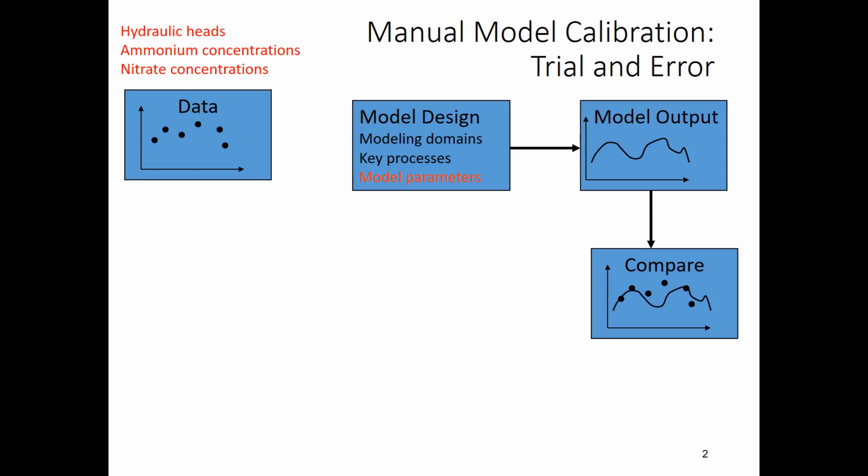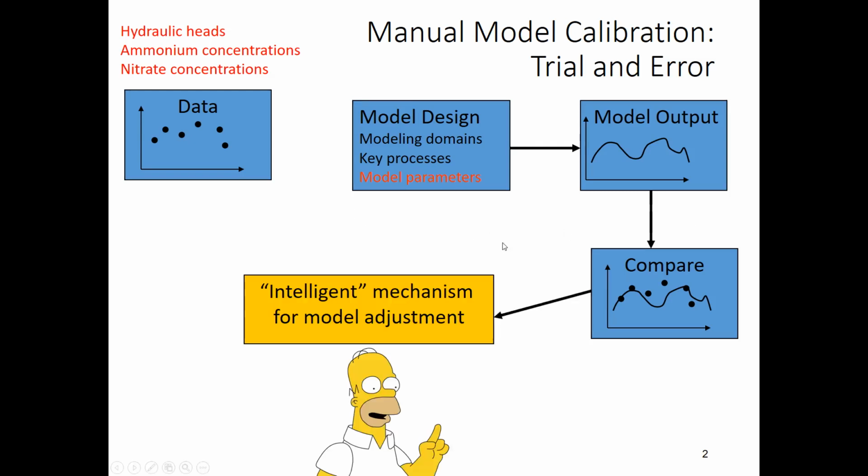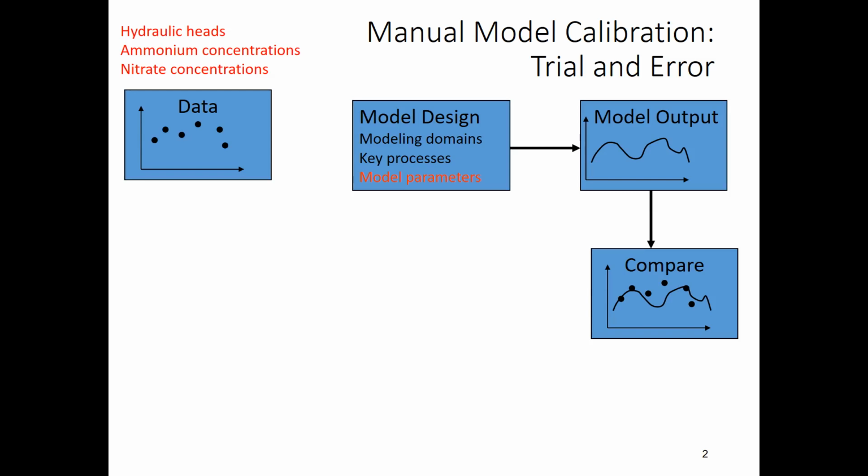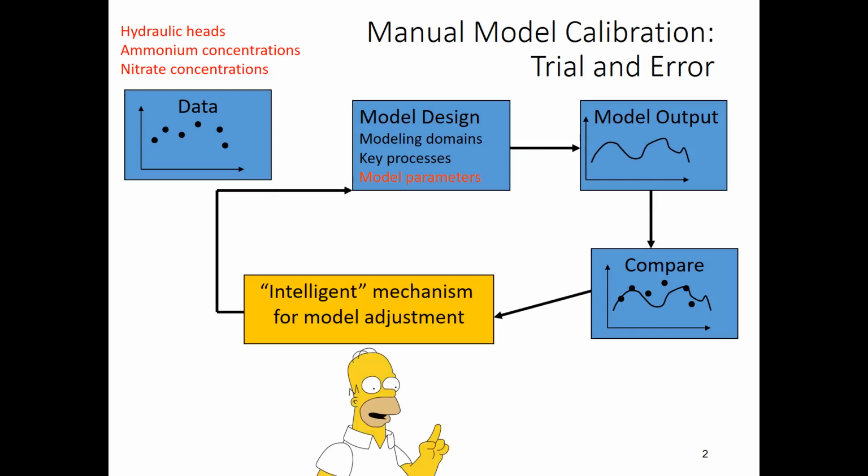Then you say, well, the mismatch may be caused by model parameters. If you adjust model parameters, you may be able to make the match better. So then you change your parameter values to improve the match between your model simulation and the observation. This is the basic idea of model calibration.